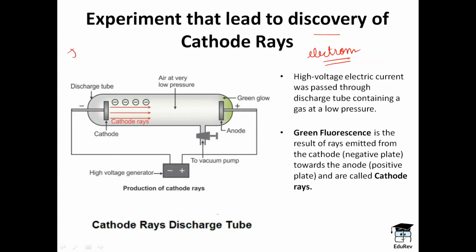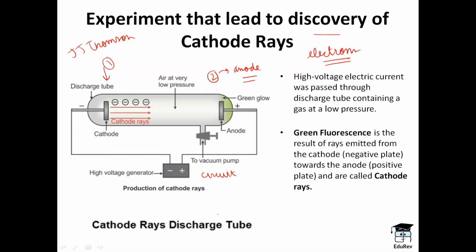In it, J.J. Thomson kept a discharge tube and attached it with the electric circuit. What is a discharge tube? A discharge tube is a special type of tube containing two electrodes. Here you can see this is one electrode which is cathode, that is negatively charged electrode. This is the second electrode called anode, which is positively charged electrode.